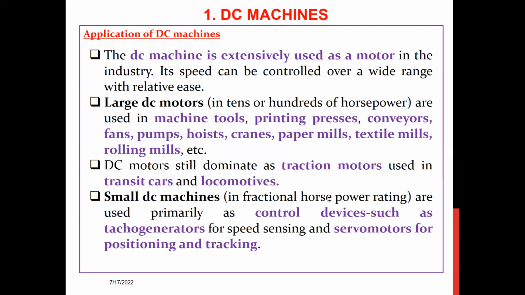Small DC machines, as compared to large DC machines, have a fractional horsepower rating. They are used primarily as control devices. For example, taco generators for speed sensing and servo motors for positioning and tracking. That is the case of small DC machines, which are used in control devices such as taco generators for speed sensing and servo motors for position and tracking.